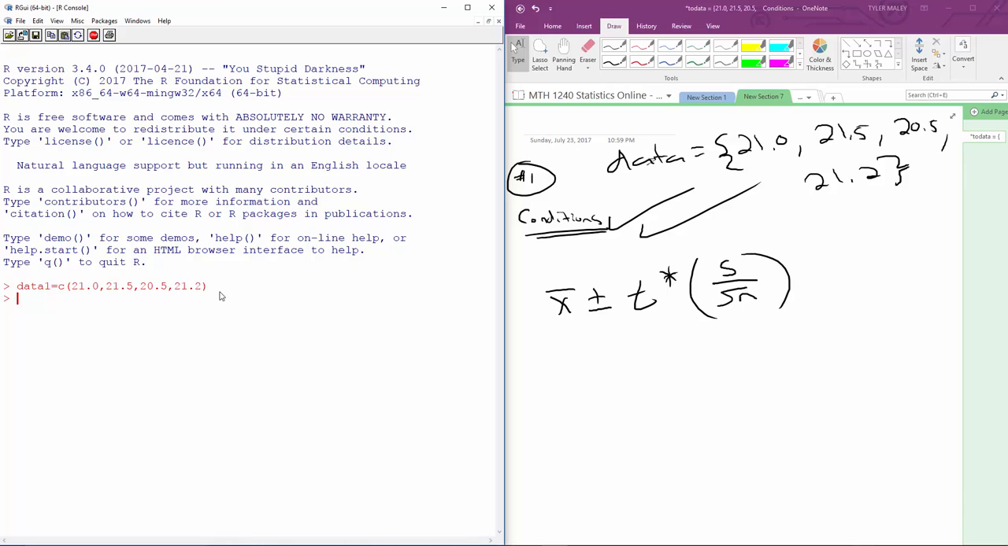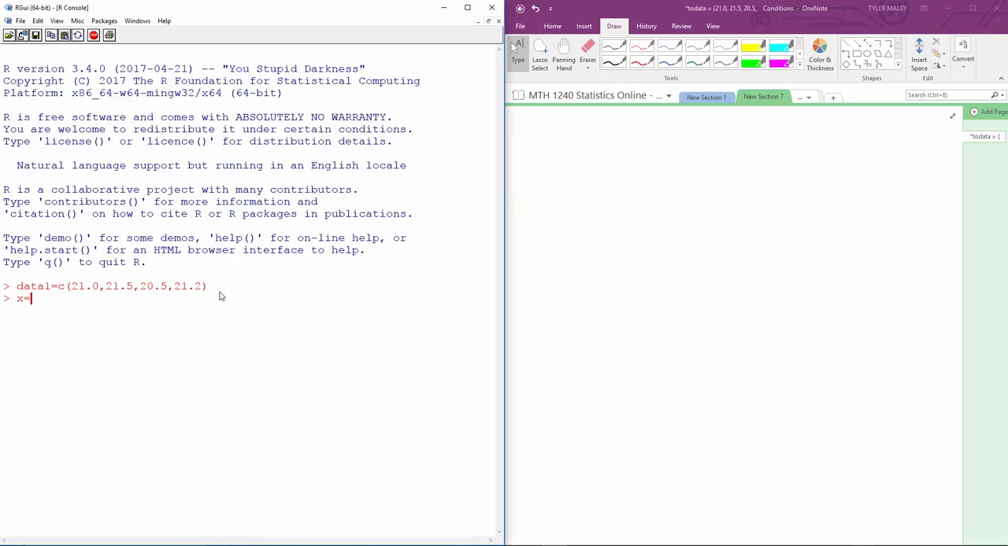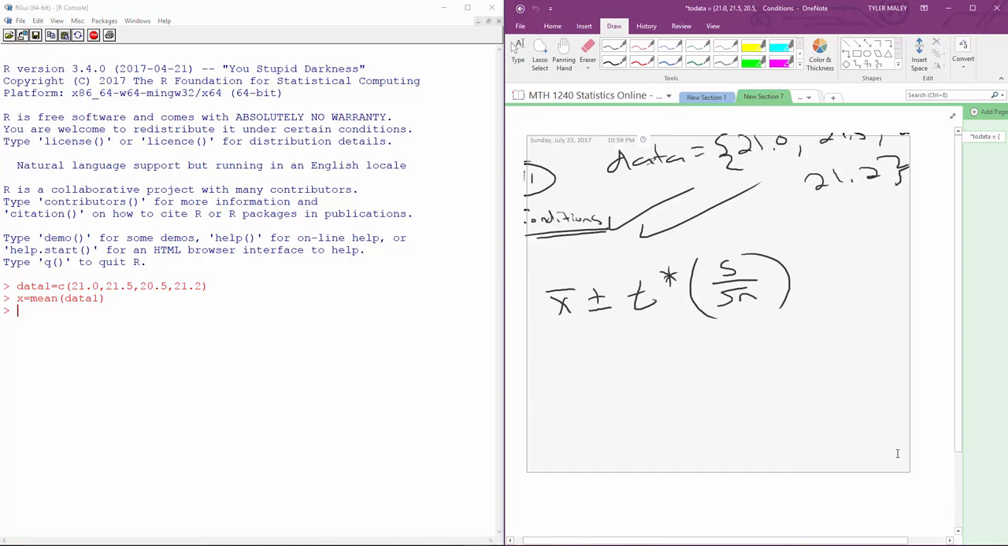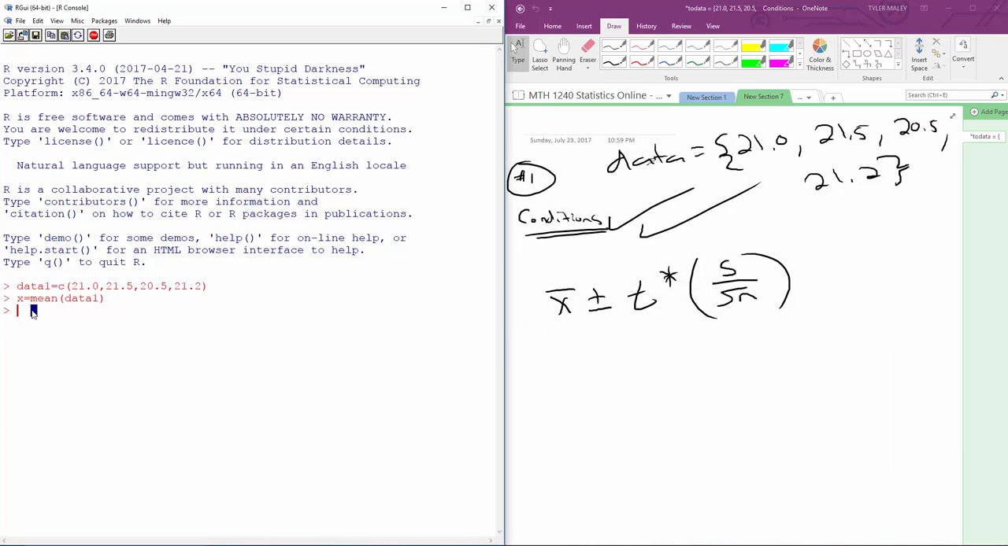Then we need to find x bar, which is the mean of the sample. So I could let x equal the mean of data1. Here I'm naming x to be equal to that. Another value we need to find is this t critical value.